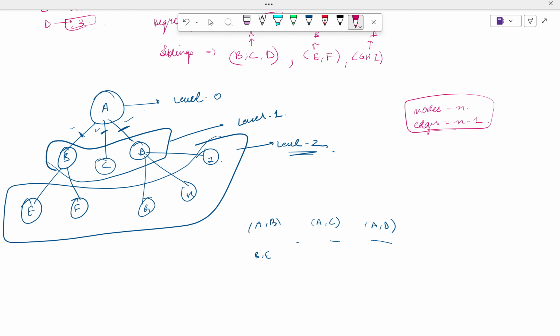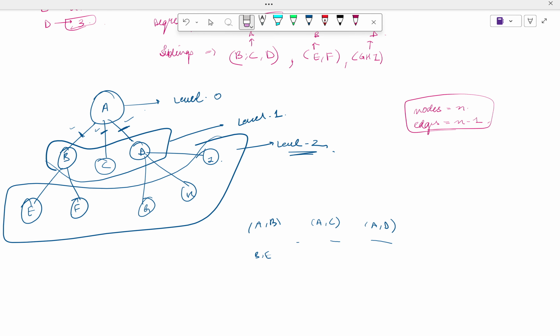And why is it so? Because obviously the number of edges would be connected to the nodes as well, but there is no edge that is coming towards A, right? So coming towards the root node, there is no such edge, therefore minus 1. So n minus 1 is the number of edges in a tree.